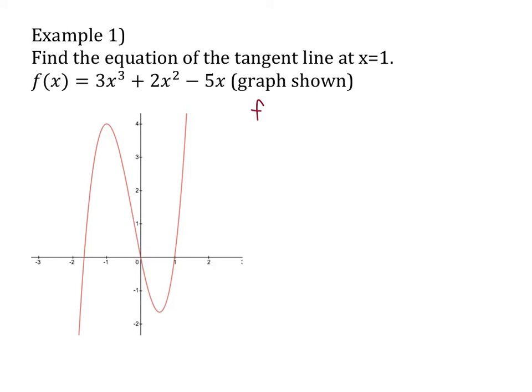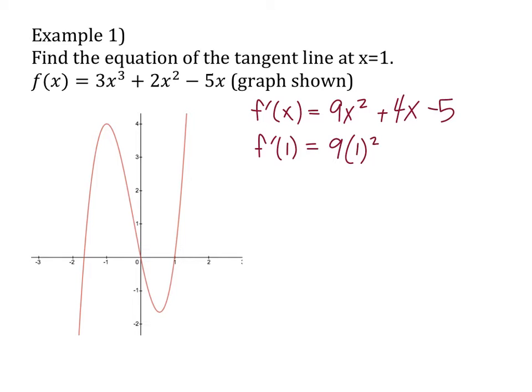So first of all, I need to find f prime of x. F prime of x, I'll take the derivative of the function. We have 9x squared using the power rule plus 4x minus 5. So this is the function that'll give me the slope at any point. Since I specifically want to find the slope at 1, I'll find f prime of 1 and evaluate. So substituting that in, we have 9 plus 4 minus 5, which is 8. So my slope is going to be 8.